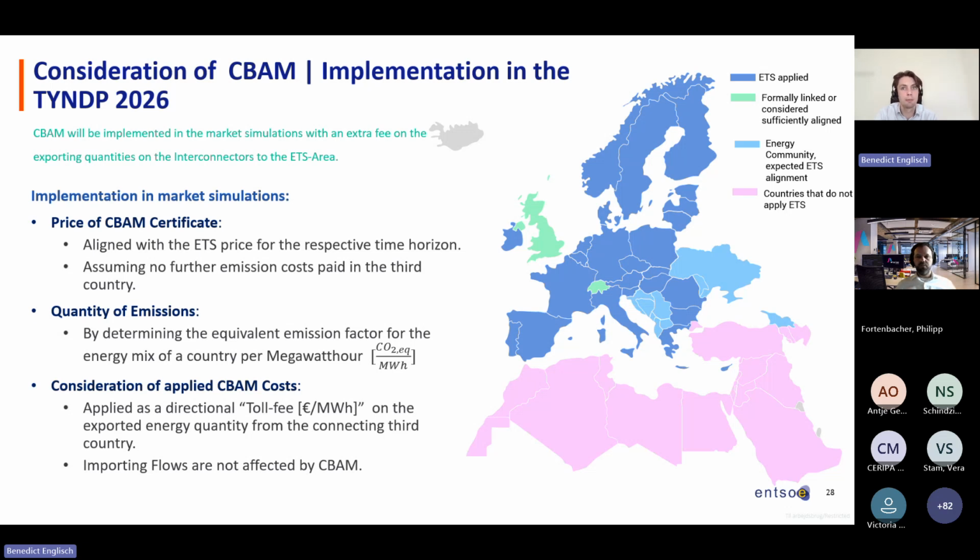And to apply the CBAM cost, this is done on the line itself. So we use, let's say, a kind of toll fee in euros per megawatt hour, based on the price of the ETS and the energy mix of the country, and then apply it directionally. Direction in this sense means that it's only on importing from the third country to the EU and not on the way out. So I think that would be it for the short implementation of CBAM.